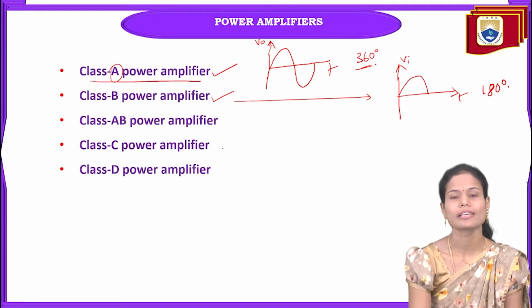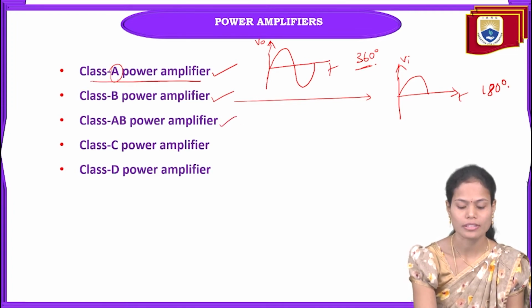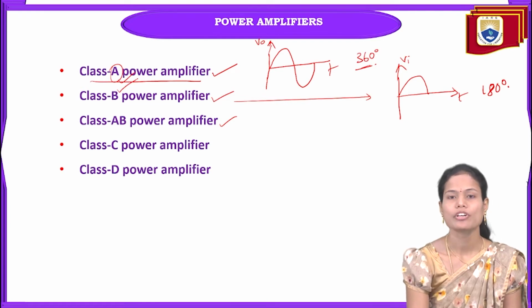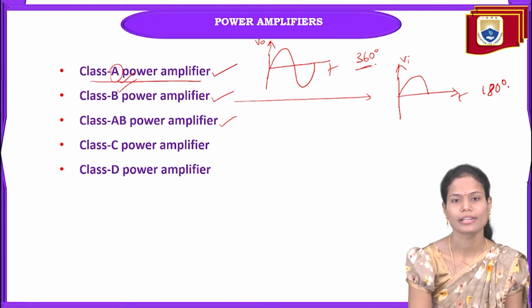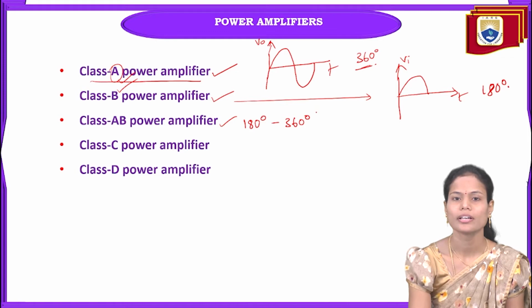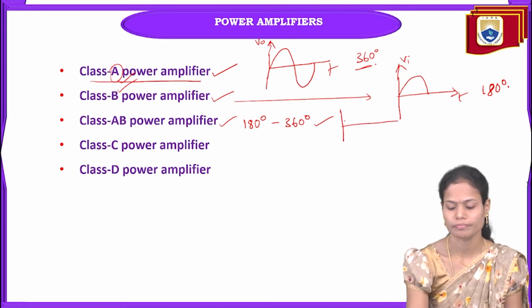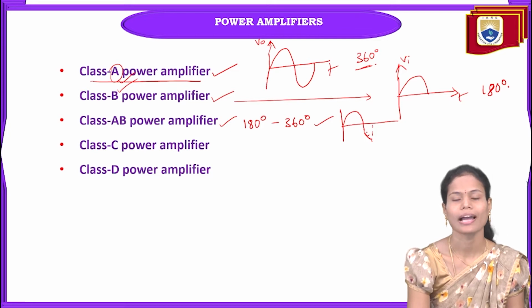The Class AB power amplifier is a compromise between the Class A and Class B power amplifiers. Its conduction angle is less than Class A but greater than Class B, so the conduction angle is between 180 and 360 degrees, greater than 180 and less than 360 degrees. Almost this much of the signal can be utilized for the amplification.